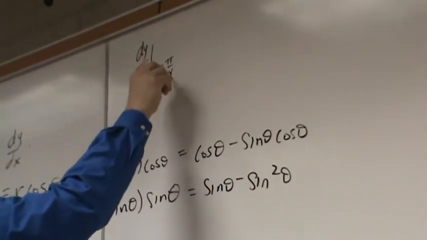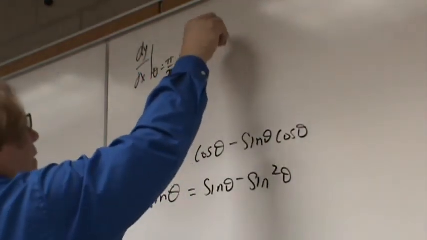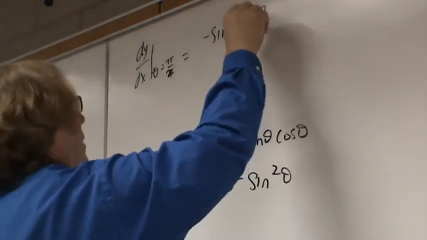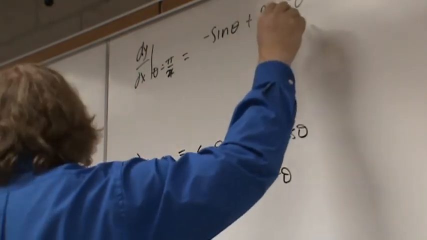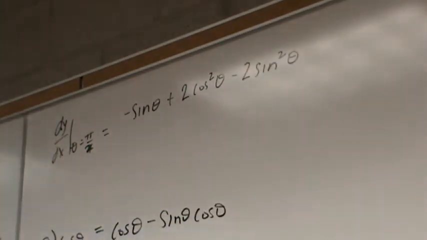dy/dx evaluated at theta equals pi over 2 is going to equal, I'm going to take the derivative of the top, so that's going to be negative sine of theta minus 2 times, or it's plus 2 times cosine squared theta, and then minus 2 times sine squared theta. Are you okay that I just took the derivative of the numerator? Alrighty. So the derivative of negative 2 sine cosine is going to be, when I take the derivative of the sine, I get cosine, and that'll be 2 cosine squared. Oh, that negative should still be there.